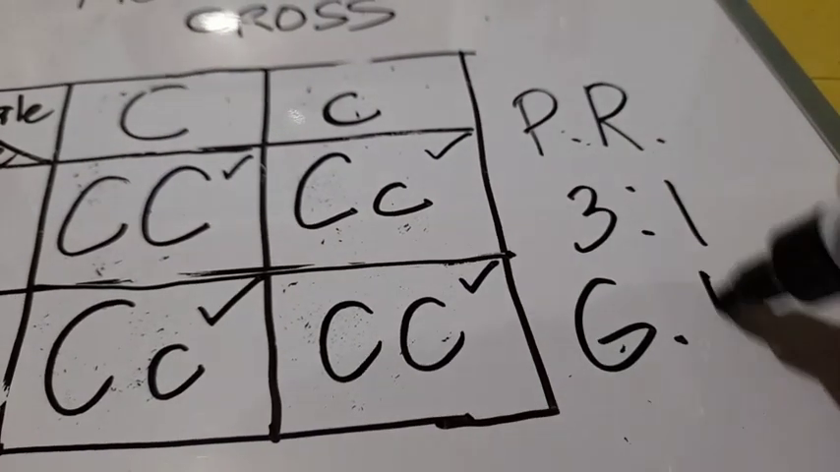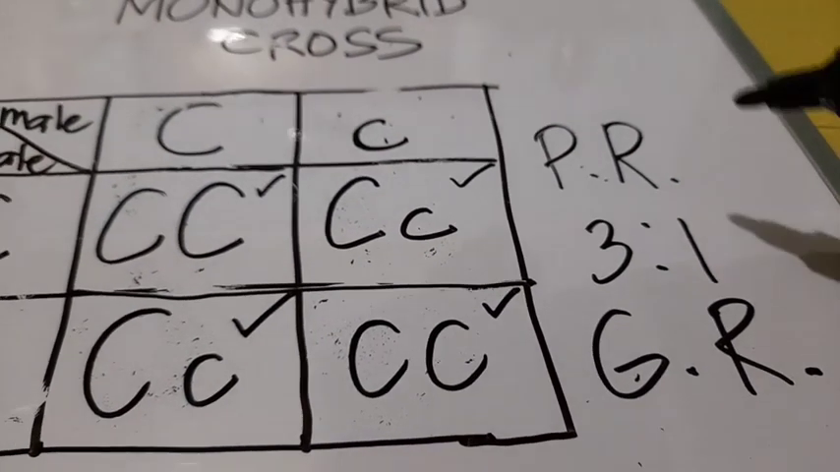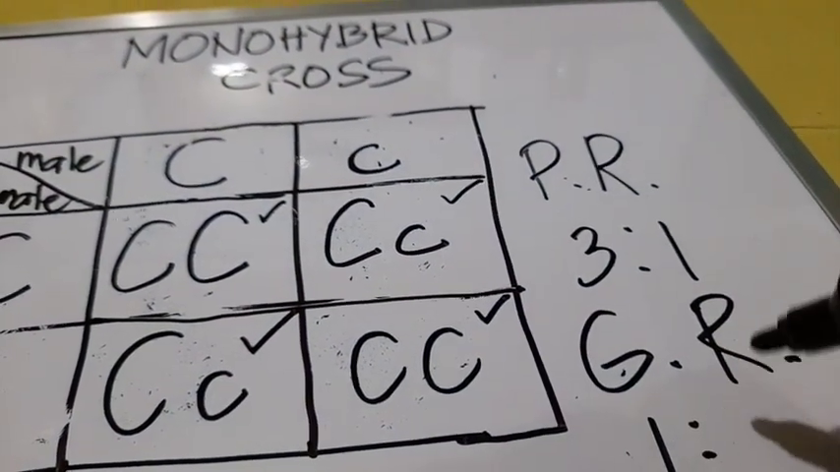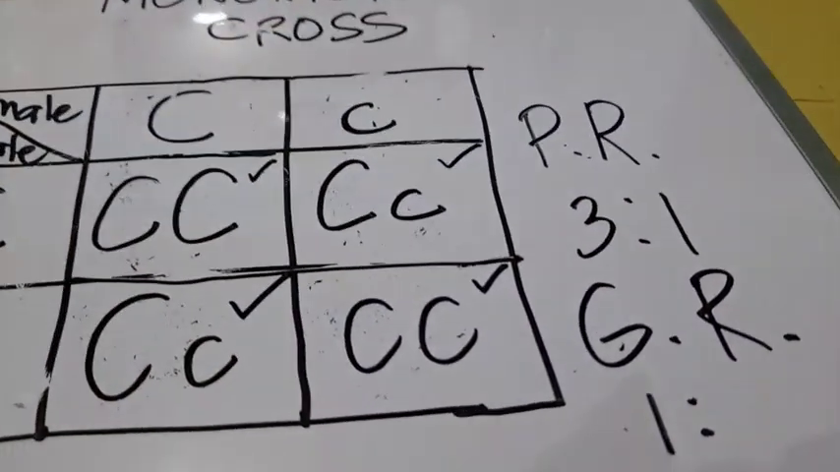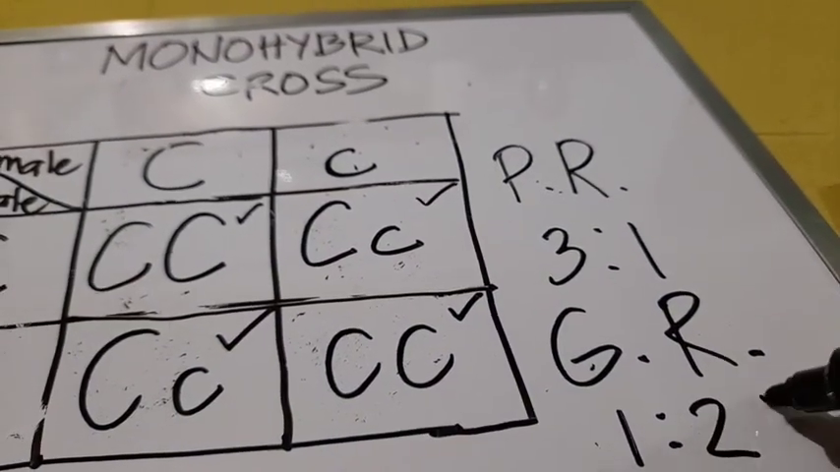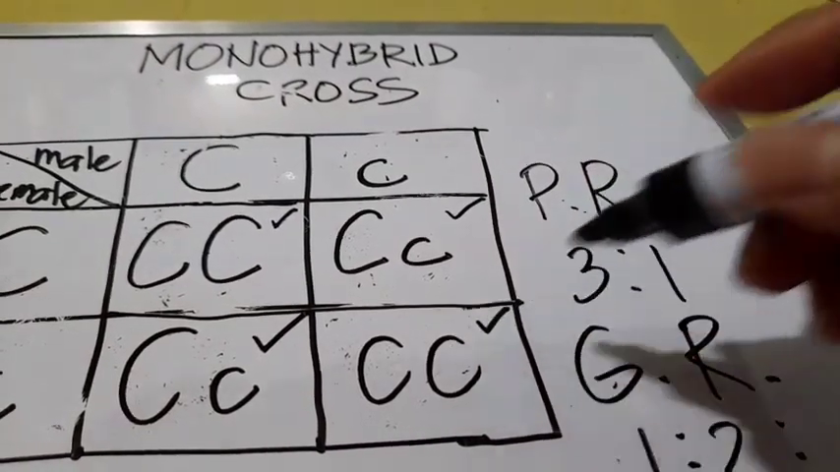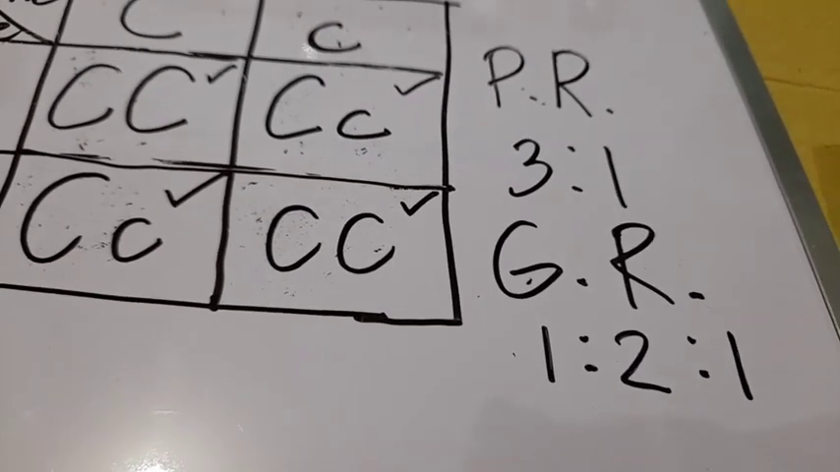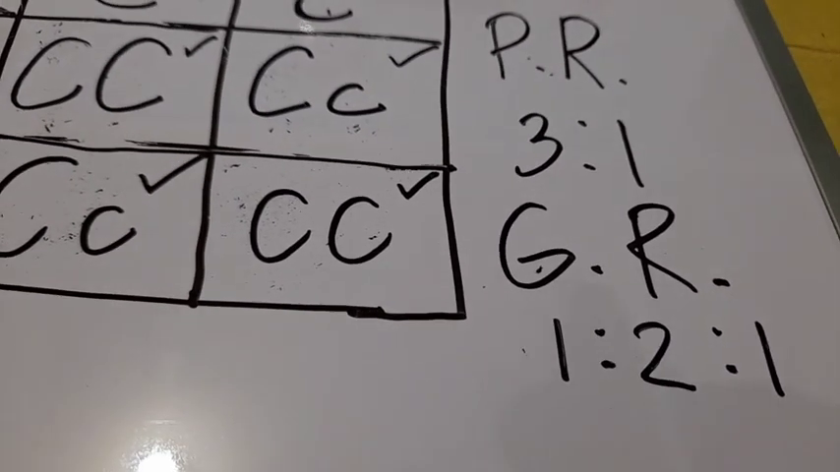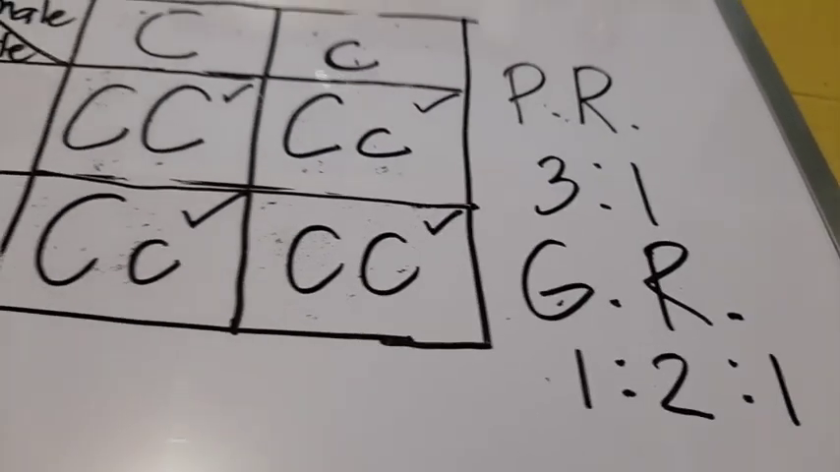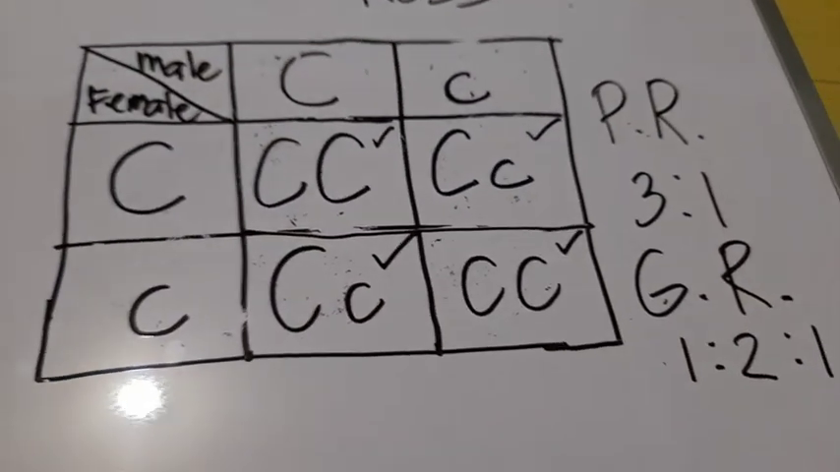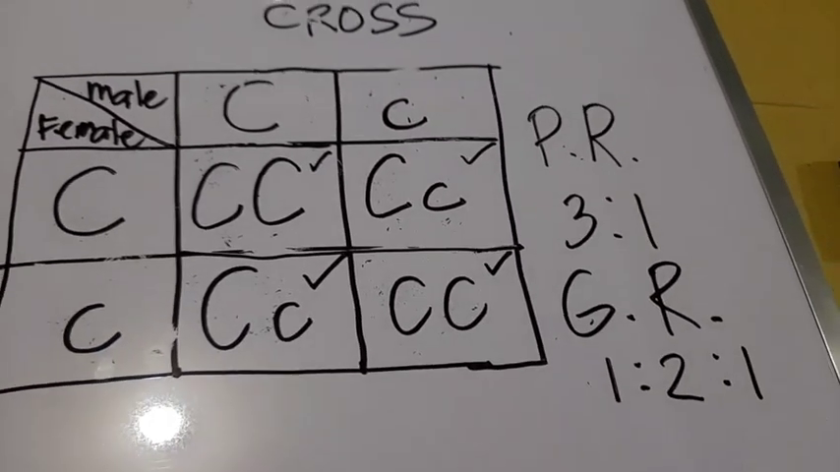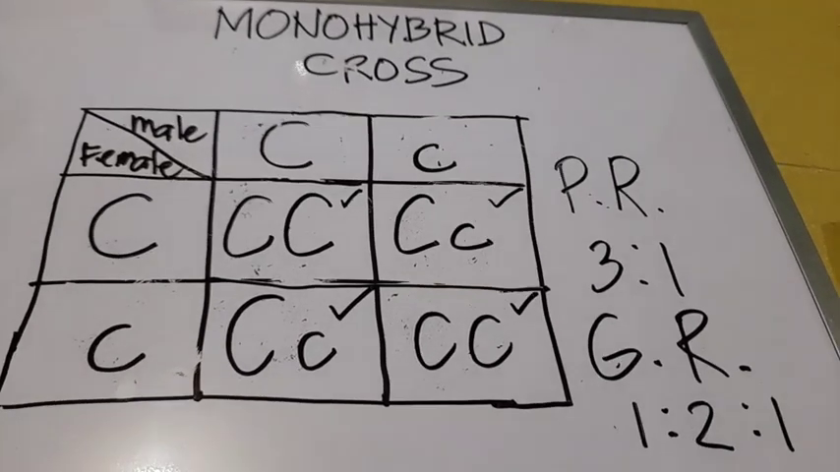How about the genotypic ratio or the ratio of the genotypes? How many are homozygous curly? So we have 1. How many are heterozygous curly? We have 2. And how many homozygous short? We have 1. So the genotypic ratio of this particular cross is 1:2:1. Did you get it now? So you answer the rest of the activity sheets on monohybrid cross.